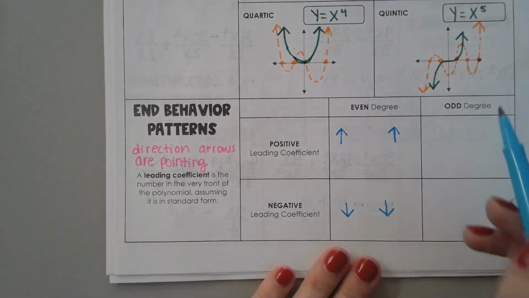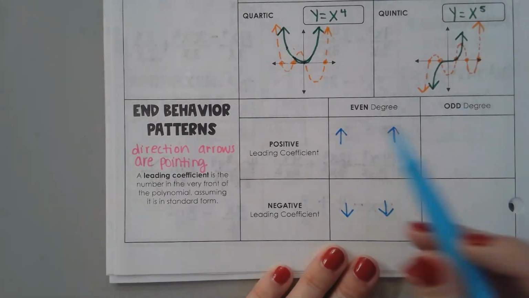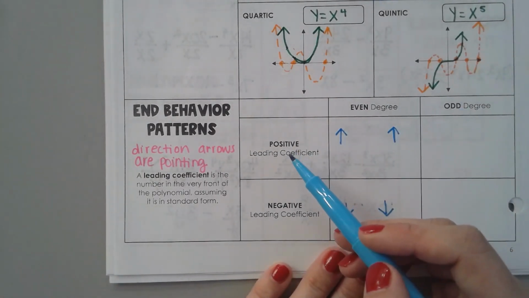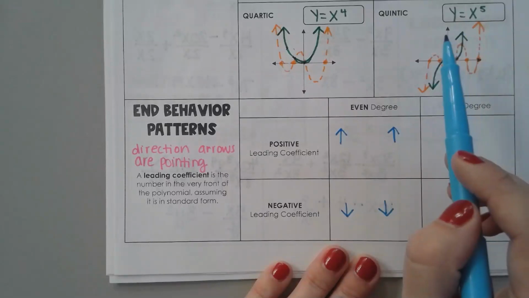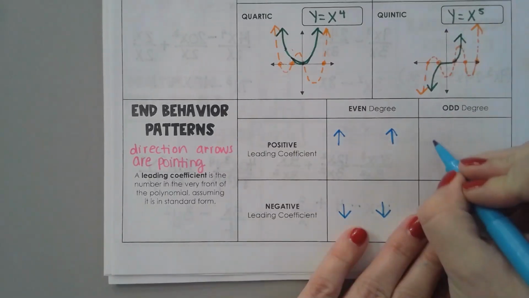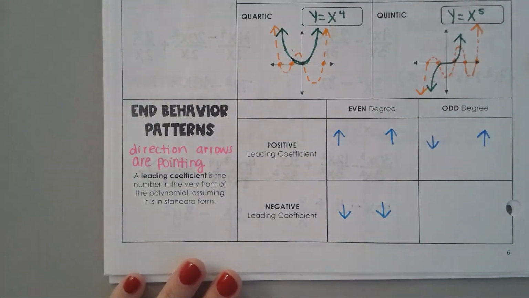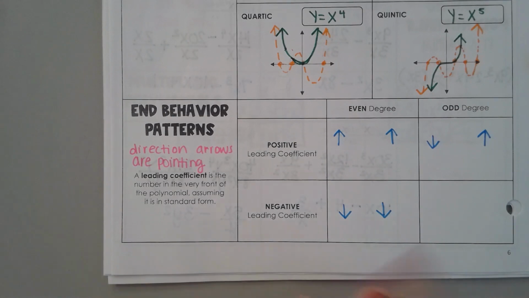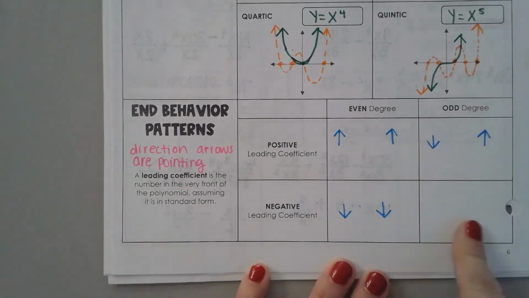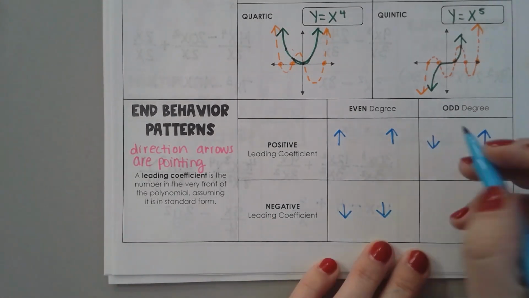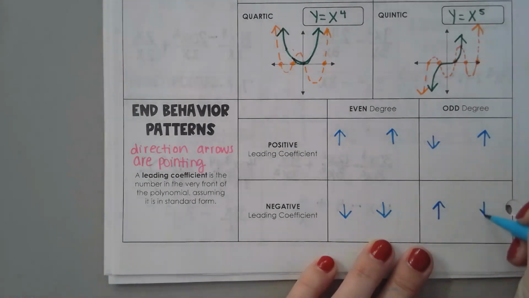If we have an odd degree and a positive leading coefficient, that's like these. The left side points down, the right side points up. And then odd degree, negative leading coefficient is up and then down.